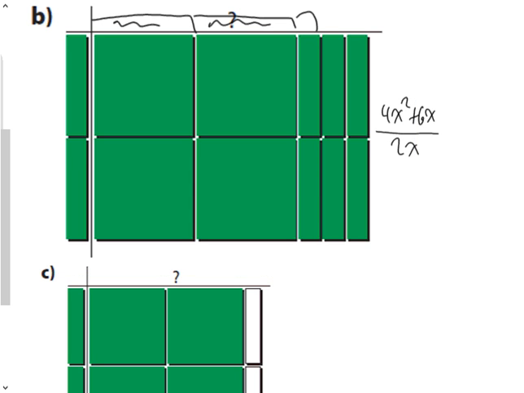Positive x here, positive 1, positive 2, and positive 3. So the answer is going to be, the side I don't know is going to be 2x plus 3. So 4x squared plus 6x divided by 2x is going to equal 2x plus 3.